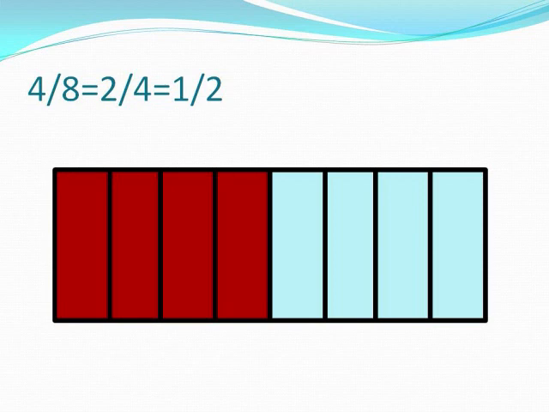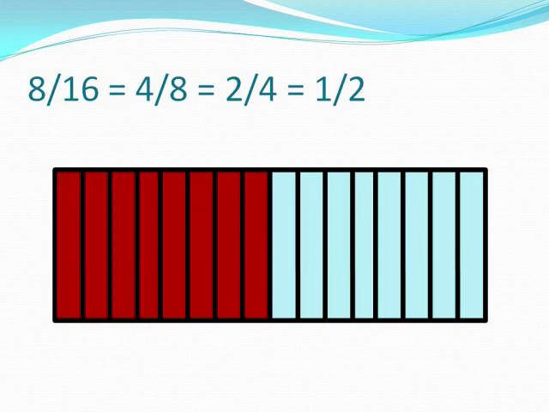This brings me to my last example. Here we have 16 rectangles altogether. There are 8 red rectangles and 8 blue rectangles that equal 16 rectangles altogether. There is an equal amount of red rectangles as there is blue rectangles. Eight out of 16 rectangles equals half of the rectangles altogether. This means that 8/16 is equal to 1/2.